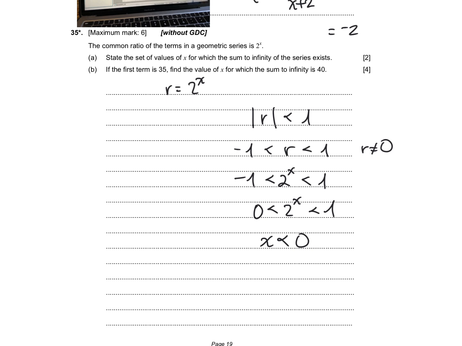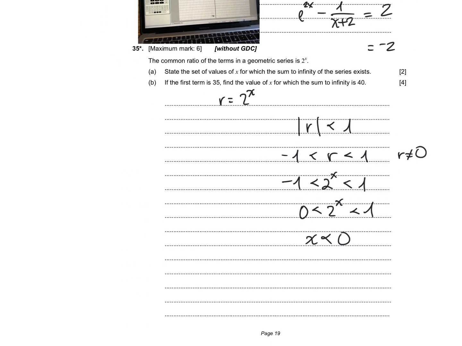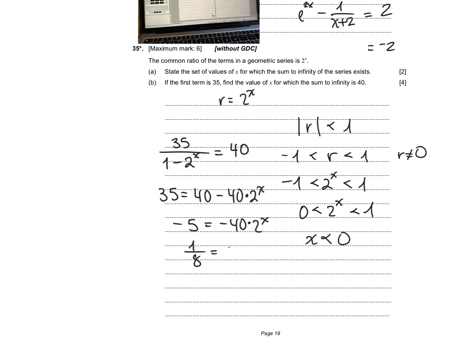If the first term is 35, find the value of x for which the sum to infinity is 40. So we've got u1 over 1 minus r, and we want this to be equal to 40. So if we cross multiply, subtract 40, which is -5, divide by -40, that's 1 over 8. And right there we can see x is -3.